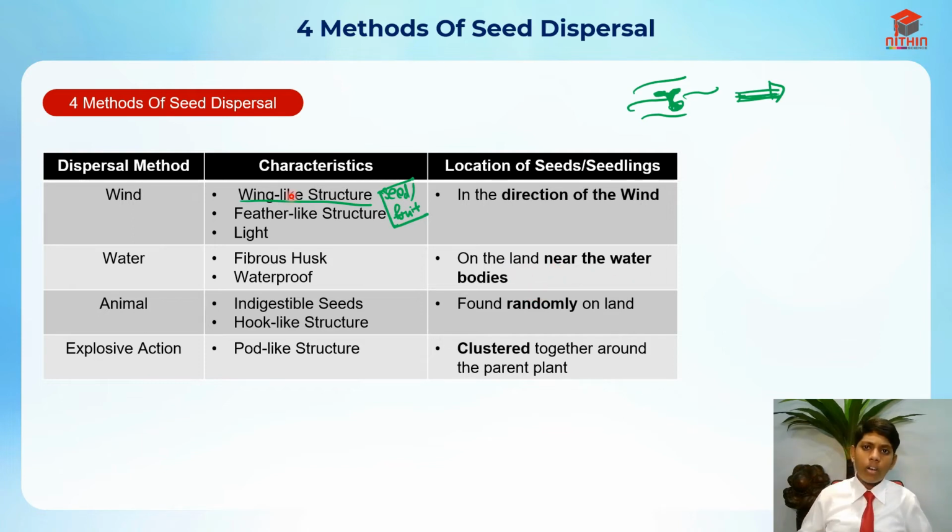Okay, and the location of the seeds is basically on land near the water bodies, because it went on the current of the river or water bodies, and it will end up on the shoreline of that piece of land. Okay, oh yeah, I forgot to explain about the wing-like structure and the feather-like structure.